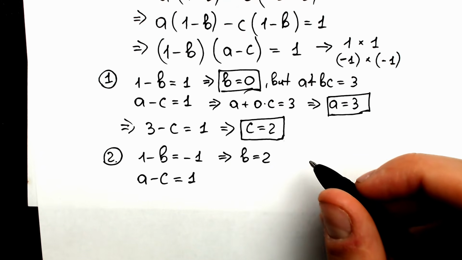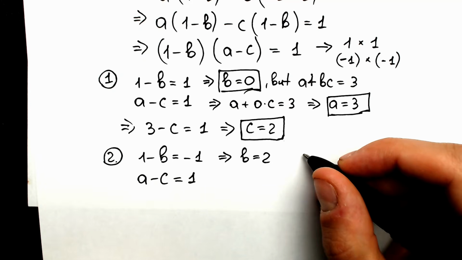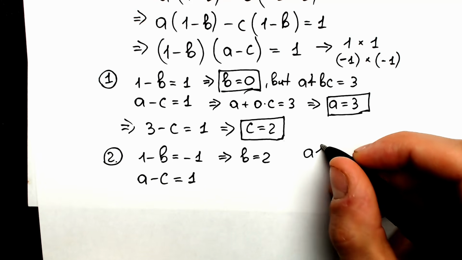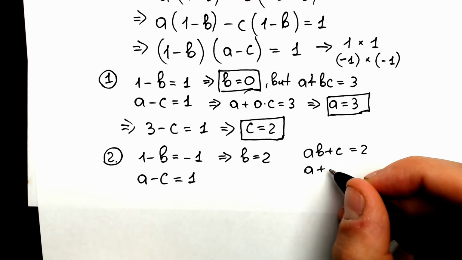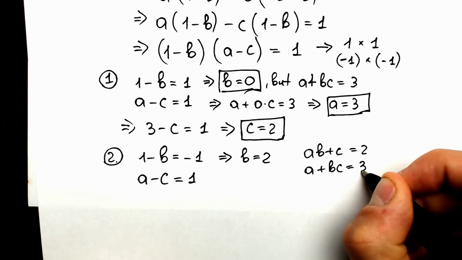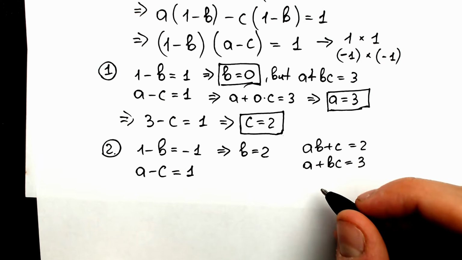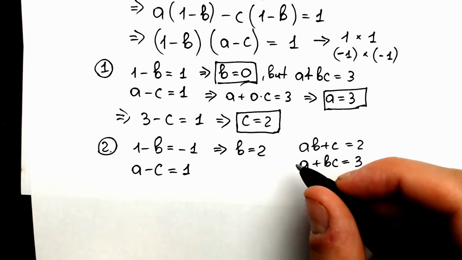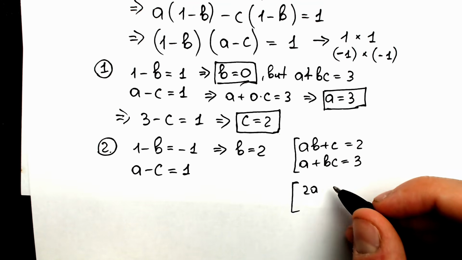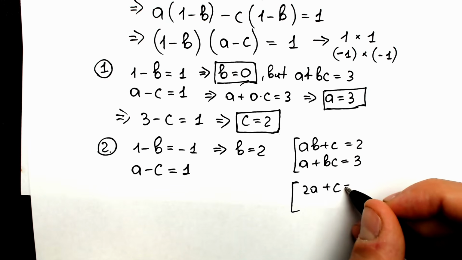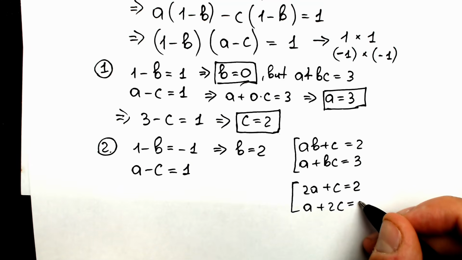Or let's rewrite our question from the beginning. So we have ab plus c equal to 2, and a plus bc is equal to 3. But we know that b equal to 2. So we have the next equation. We have 2a. I'm gonna continue right here. So we have 2a plus c equal to 2, and a plus 2c is equal to 3.